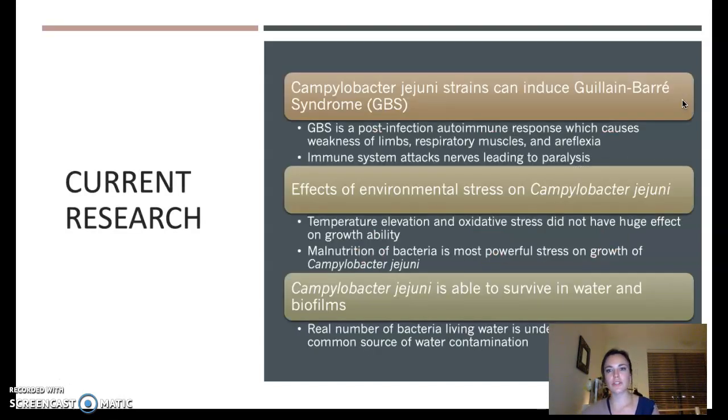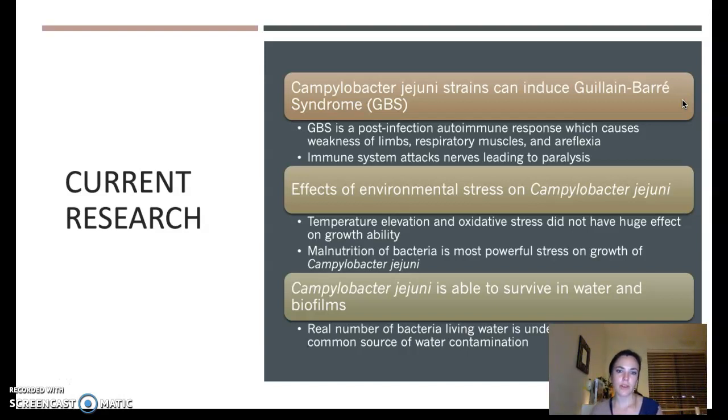So current research is finding that Campylobacter jejuni strains are inducing Guillain-Barré syndrome, which causes an immune system attacking the nerves, leading to paralysis. And it is a post-infection autoimmune response. And they're finding more and more direct correlation with Campylobacter jejuni.